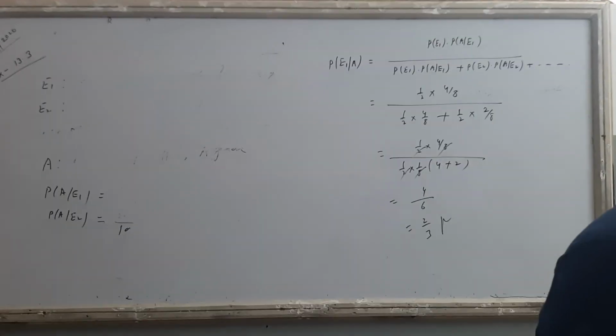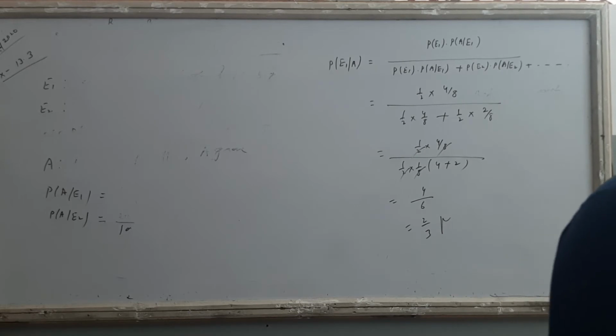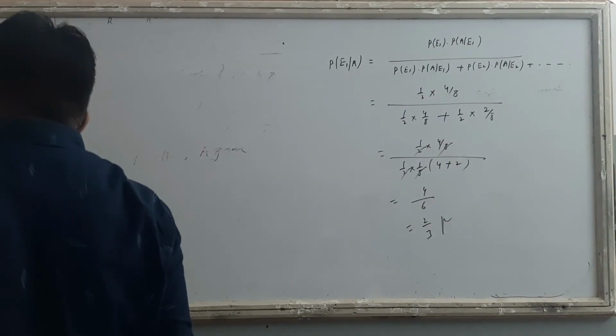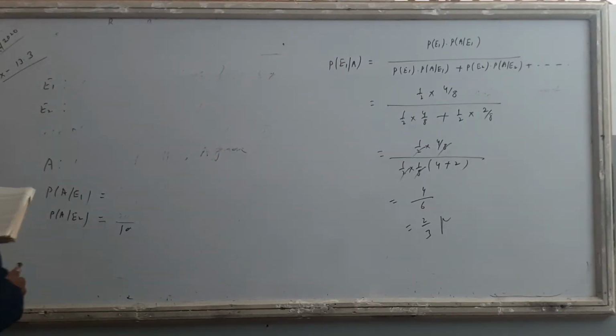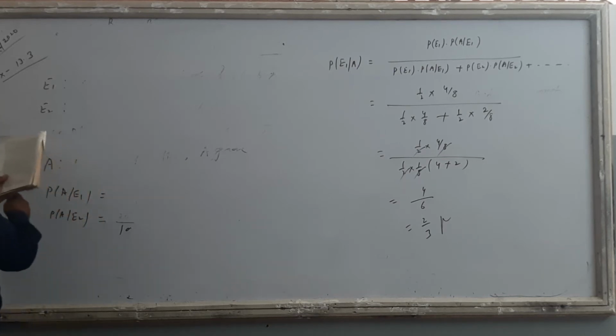Now the next question. In answering a multiple choice test, a student either knows or guesses the answer. 3 by 4 is the probability that the student knows the answer. 1 by 4 is the probability that the student guesses the answer. Right? And assuming that a student who guesses the answer will be correct with probability 1 by 4, what is the probability that the student knows the answer?